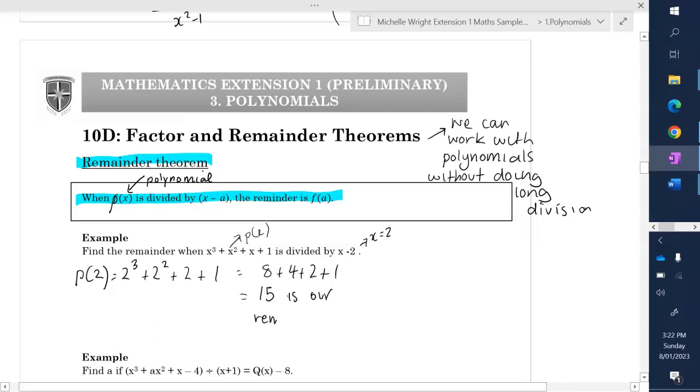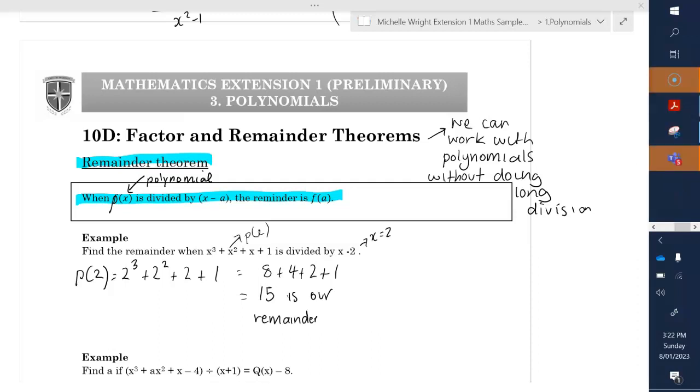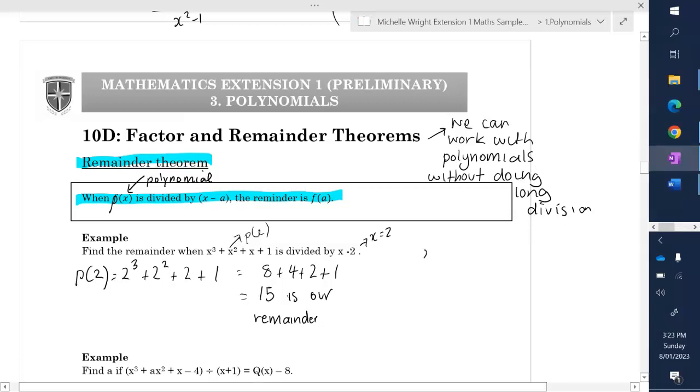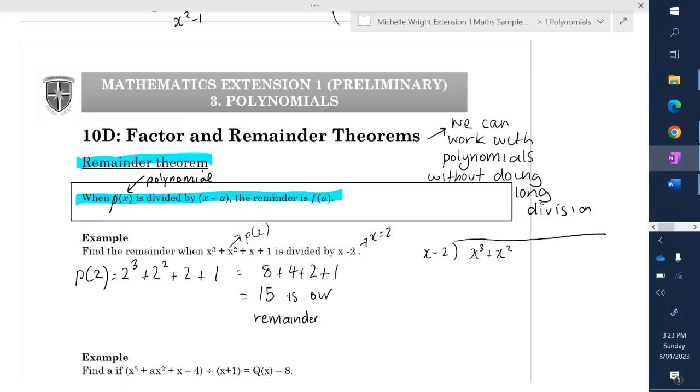Now, since we're only new to polynomials, I like to make sure that we always know what we're doing. So I'm actually going to check this remainder by doing long division. Let's divide x minus 2 into x cubed plus x squared plus x plus 1, and see if we actually do get 15 as our remainder. If you want to pause the video and have a go at that now, I'll do it through the video, but you can check, and it'll be good practice for you.